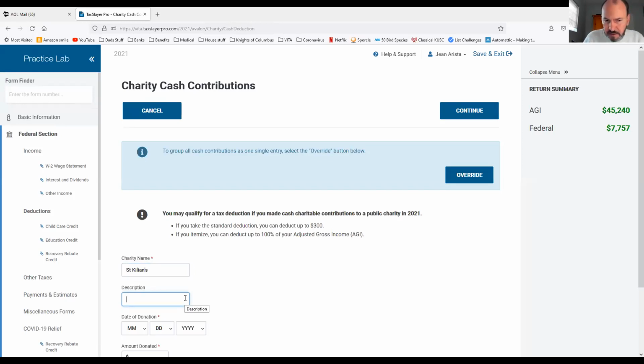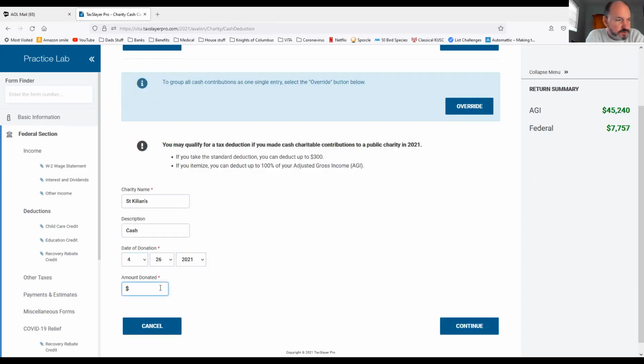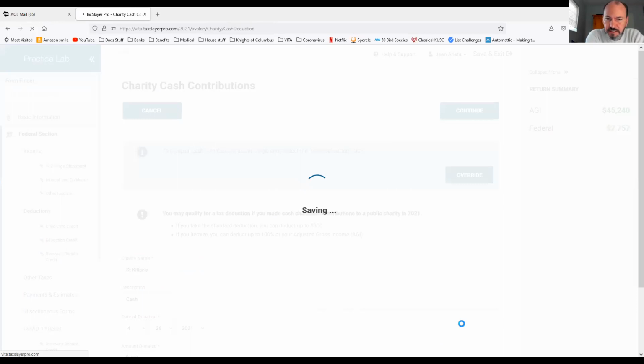And I'll throw this out to Mel. Mel, for St. Killian's, when people donate money, do they get some type of document from the diocese or from the church itself? From the church itself, they do get a statement. It has letterhead and the tax ID number, and you'll get it at the end of the year. It'll be a summary of all your donations. Okay, very good. And then the date of donation, she gave the $700 on April 26, 2021. And we'll hit continue.